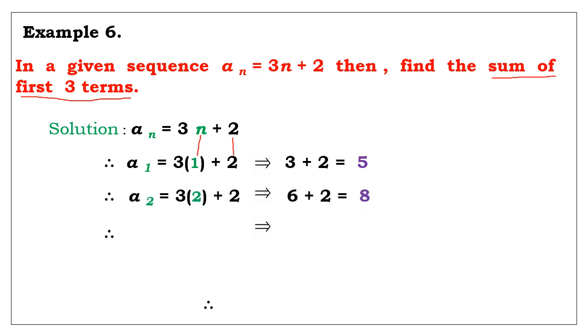In the second step, apply n value as 2. Therefore, a2 equals 3(2) plus 2. In the place of n, we applied 2, plus 2 as it is. Now, multiply 3 twos are 6, plus 2. Now, 6 plus 2 equals 8. Therefore, the second term of the sequence is 8.